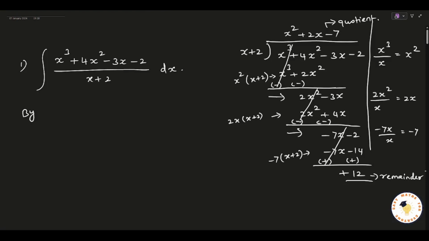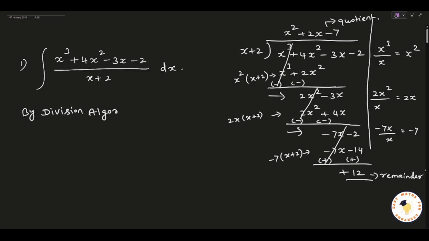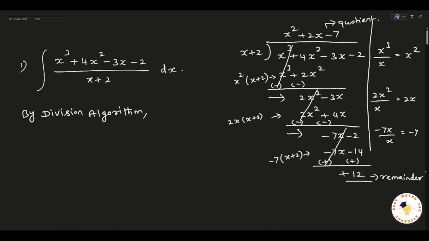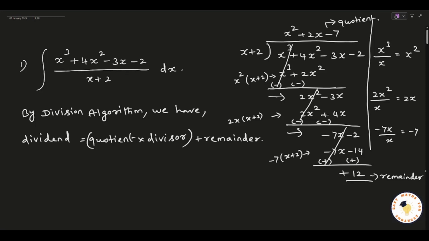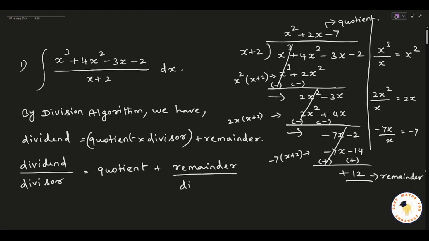We know by the division algorithm, which is used not just for numbers, it is used for polynomials as well. By the division algorithm, this can also be written as dividend divided by divisor equal to quotient plus remainder by divisor. Both of these can be used.